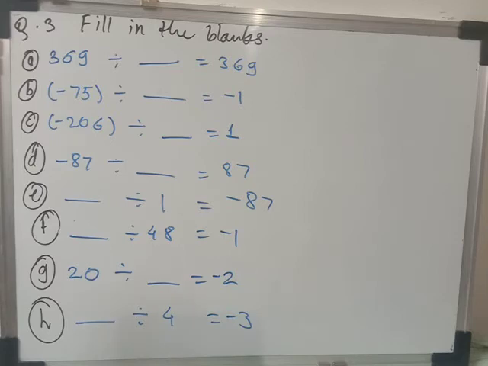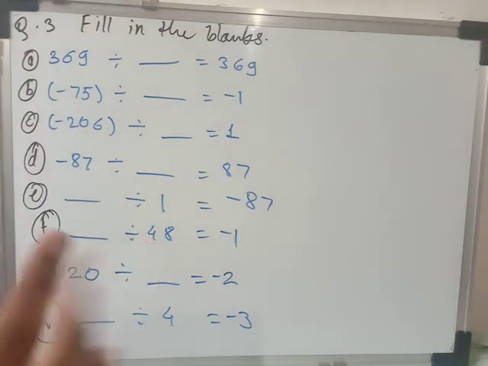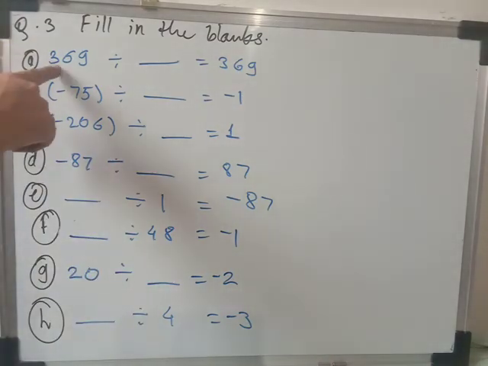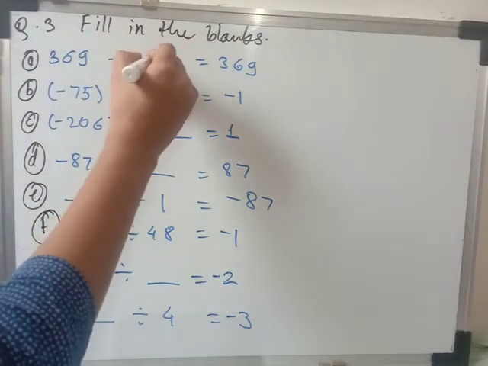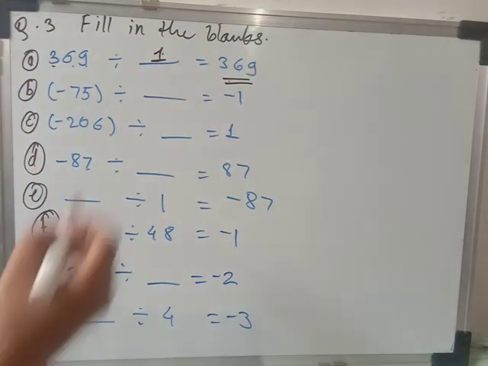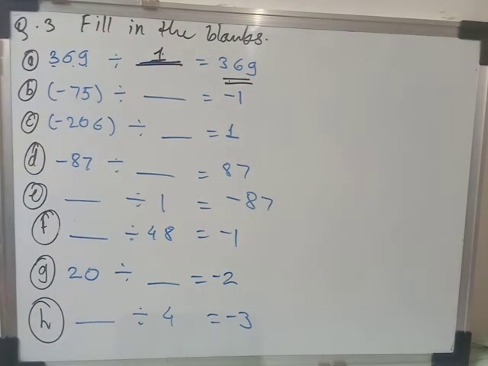Here they are asking which integer, if we divide 369 by it, gives 369. We have learned that if we divide any integer by 1, we get the same integer. So if we divide this number by 1, we will get only this number. 369 ones are 369 only. So in the empty place the answer is 1 only.